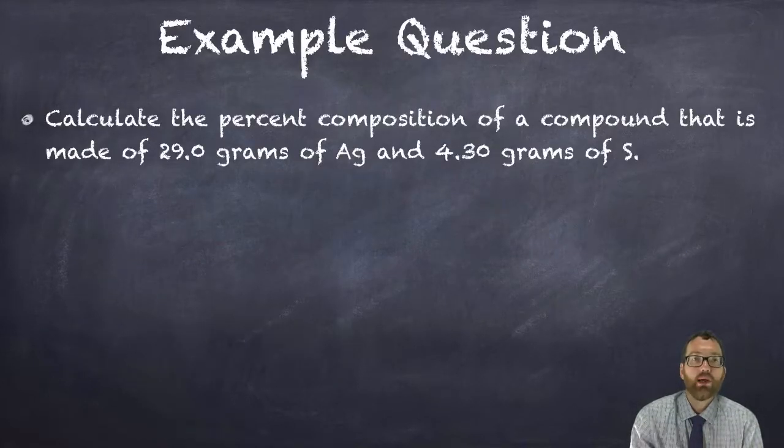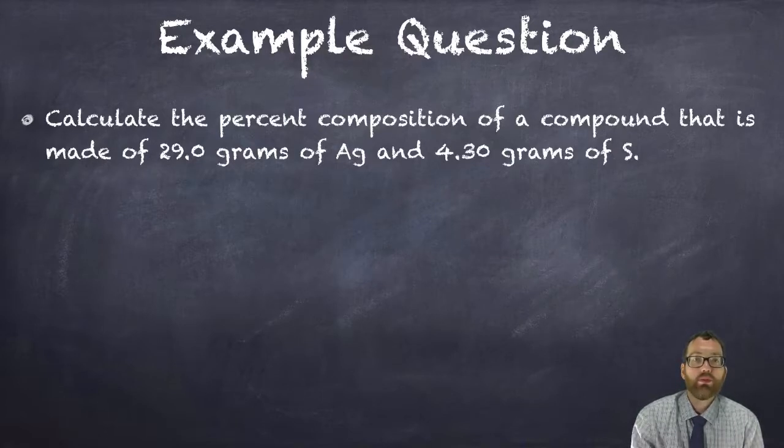So here's an example problem. Calculate the percent composition of a compound that is made of 29 grams of silver and 4.3 grams of sulfur. On a Regents question, they would ask for something specific, like find the percent composition of silver in this compound or find the percent composition of sulfur in this compound. While we're doing these practice problems, we're always going to find the percent composition of every part of the compound. I'm going to show you why.